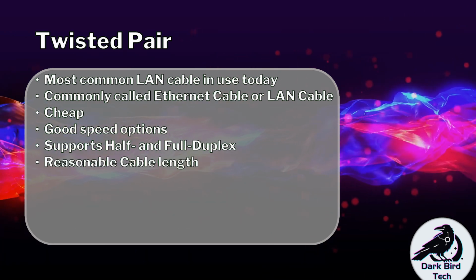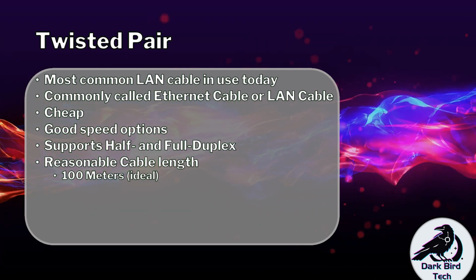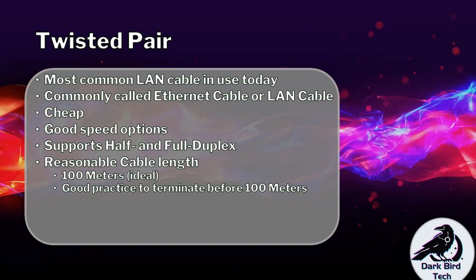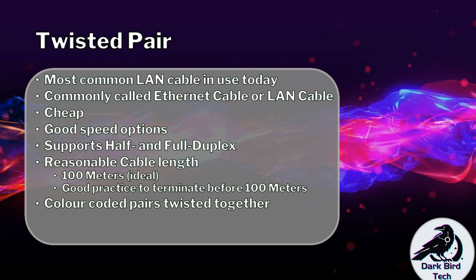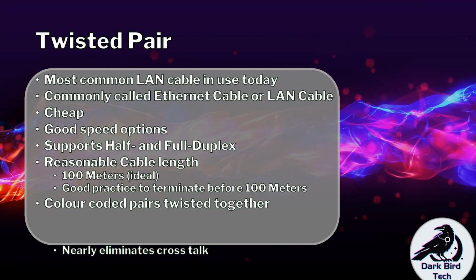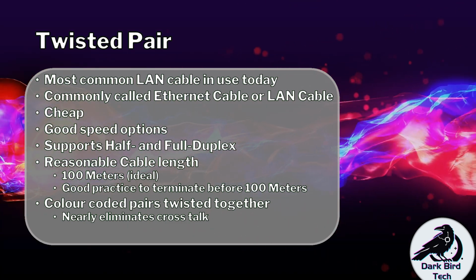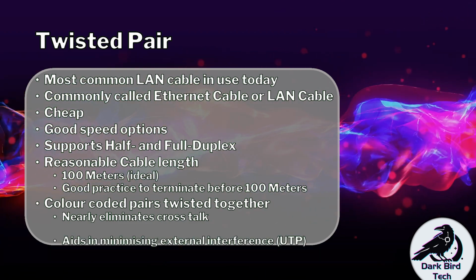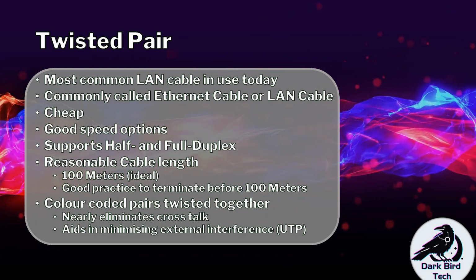You also get pretty reasonable cable lengths, around about 100 meters, under ideal circumstances, but generally it's good practice to terminate the cable before you reach the 100 meters mark. It is made up of 8 color-coded wires, usually twisted together in pairs. The twisting is there to eliminate crosstalk, or interference that the electricity flowing through one wire can cause with the other wires. It also helps to minimize external interference in the case of things like unshielded twisted pair.